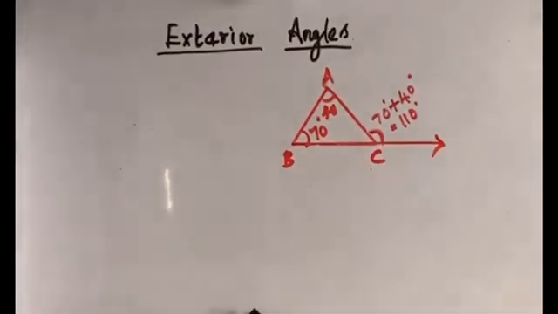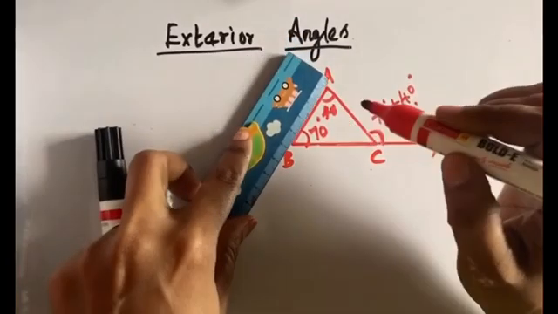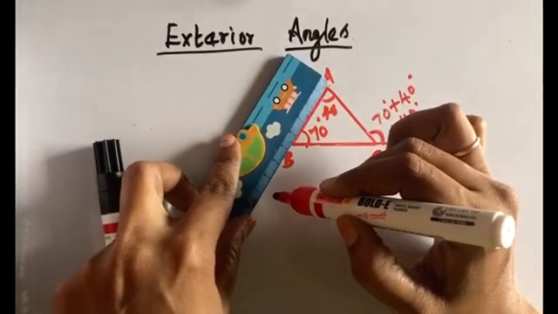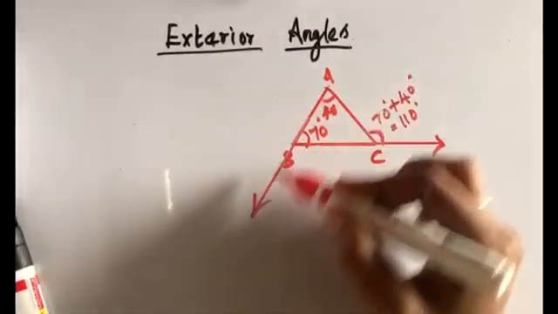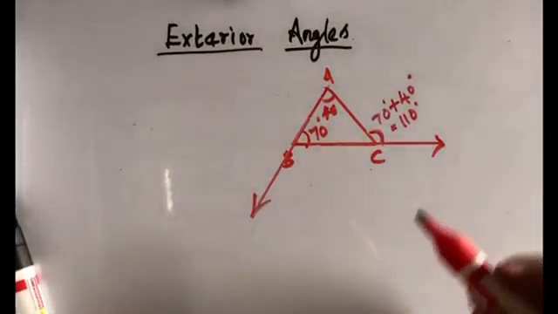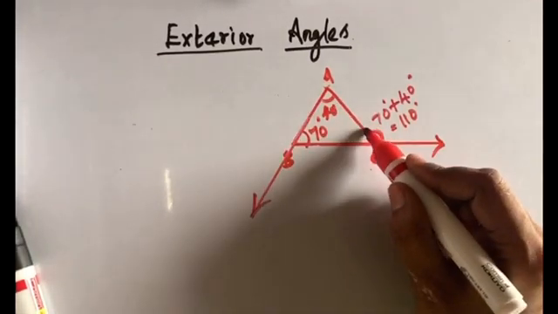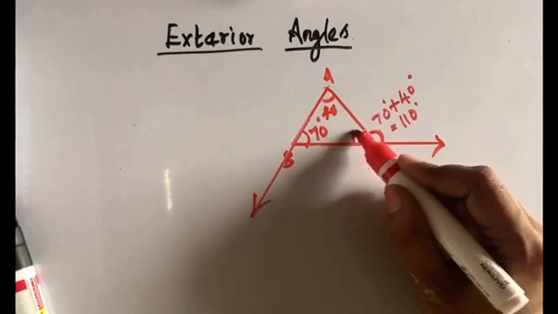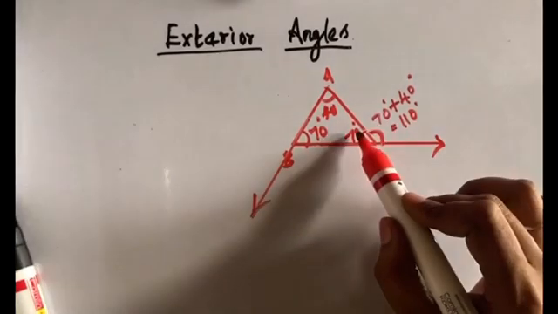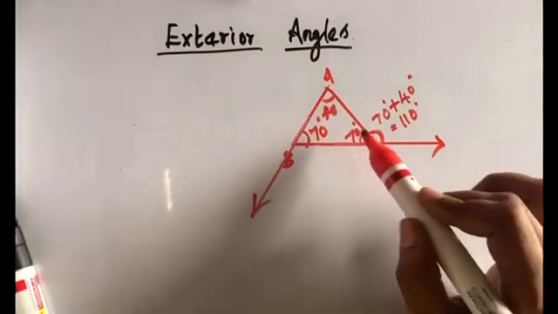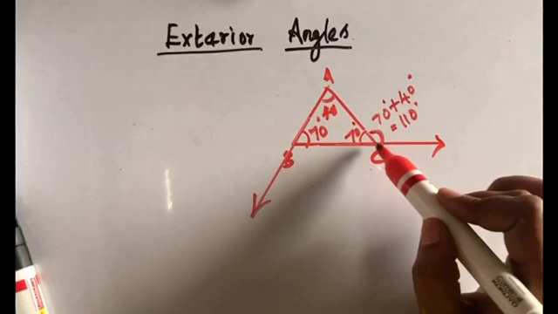Okay. So, if I extend this side of the triangle, that is side AB, this angle is also 70, since the sum of the angles is 180 degrees. So, 70 plus 70 is 140, plus 40 is 180. So, it is a triangle.